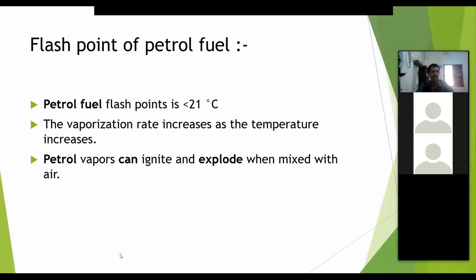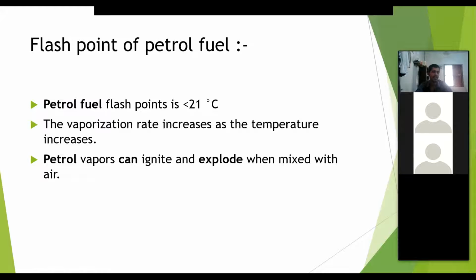Petrol vapors can ignite, the same as diesel, whose vapors also ignite with the air and vapor mixture. It is happening in the combustion chamber also. If we take petrol engines, inside the combustion chamber there will be a combustion, and the reason for that combustion is the air petrol mixture, that means petrol vapor and air mixture.